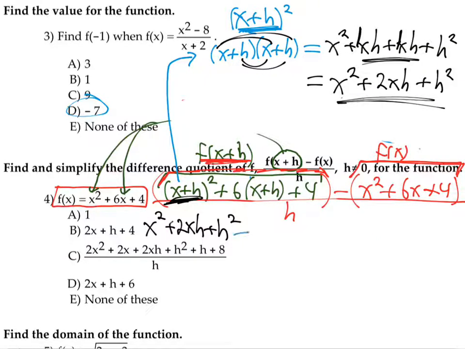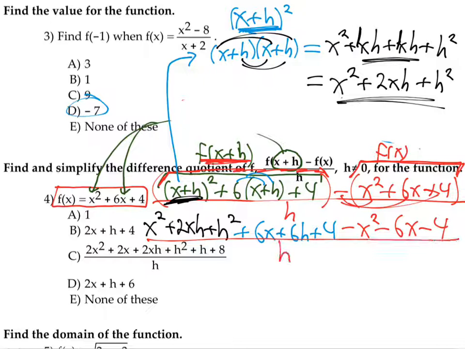Plus, and now the 6 multiplies through the x plus h, 6x plus 6h plus 4. And then the minus sign is going to distribute through this. Boom, boom, boom, right? Minus x squared, minus 6x, minus 4, all over h. Is this making sense? So you can do this. You just got to practice this a couple times on your own. And it'll be just like this, I promise. Instead of x squared plus 6x plus 4, it'll probably be x squared plus 3x minus 2 or something. It'll be very similar. Just practice this and you can do it.